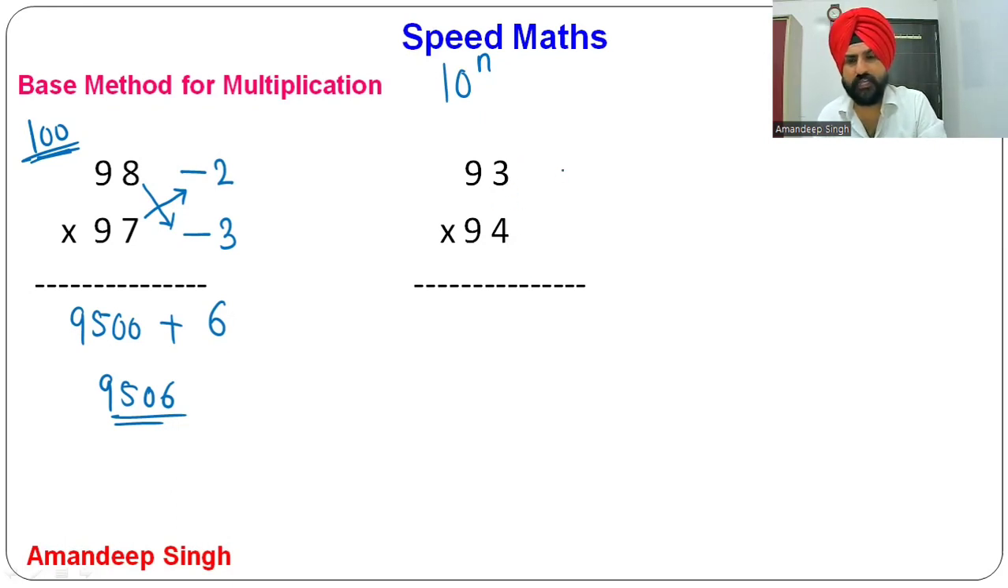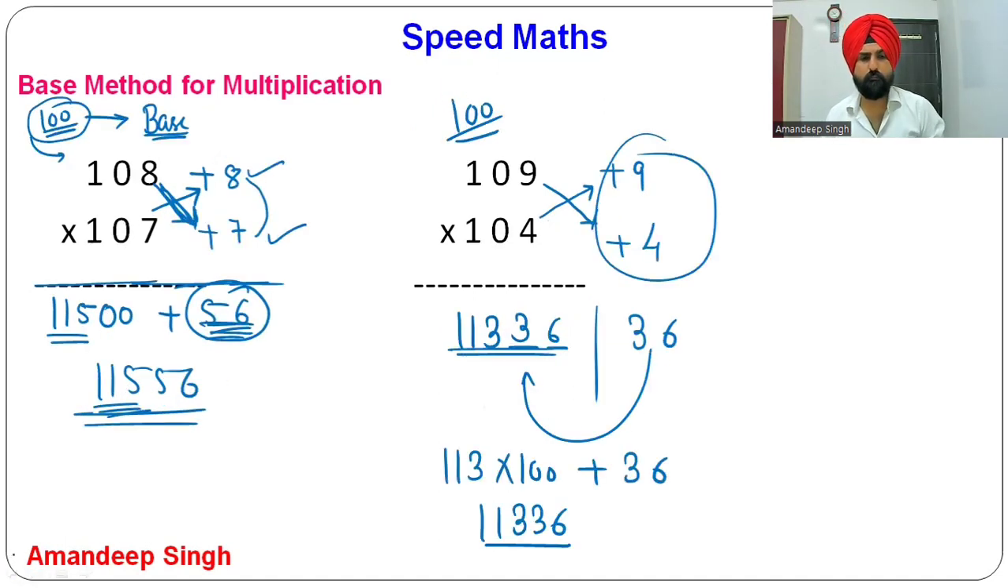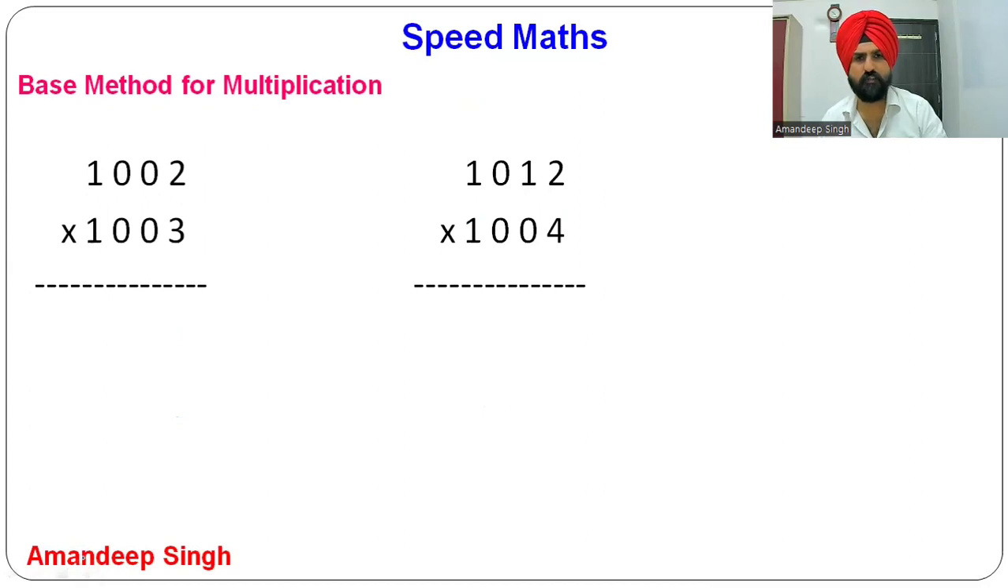93 into 94. 93 is 7 less than 100. 94 is 6 less than 100. 6 sevens are 42, right? Now 94 minus 7 or 93 minus 6 will give you 87. Now multiply by the base 100, so you will get 8700 and you add 42, so the answer has to be 8742, right? In the previous examples we were more than 100 and in these two examples we were less than 100. What about if one number is less and one number is more? No worries, we'll have a discussion on this also.